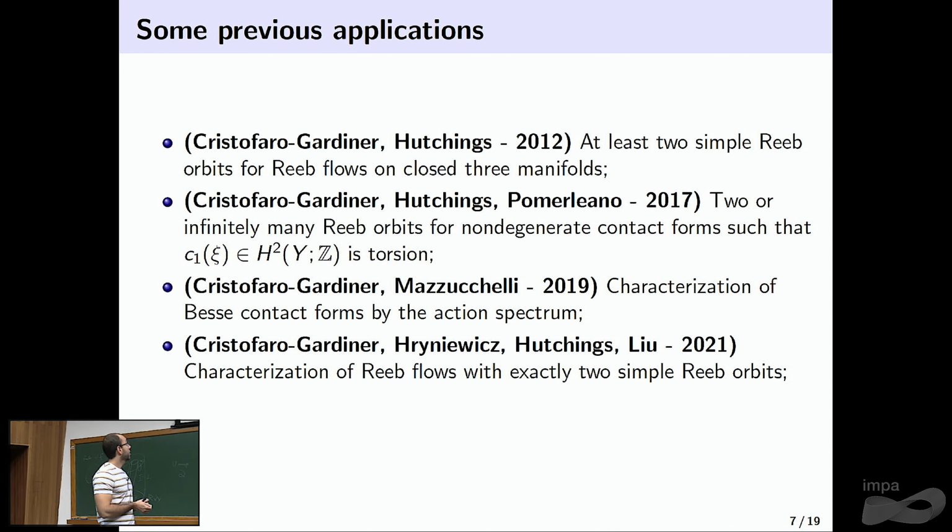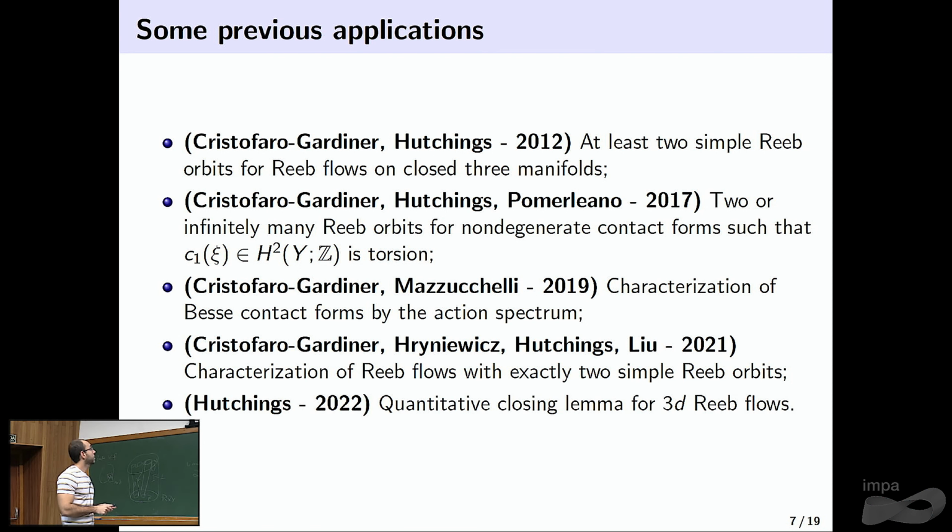And then Cristofaro-Gardiner, Hryniewicz, Hutchings, and Liu use, again, this property to describe the following. If you have a manifold and a Reeb flow with exactly two Reeb orbits, you can use the volume property to conclude how the orbits rotate the contact structure, and in fact, this needs to rotate in an irrational way. So the orbits are elliptic, and you can understand the flow almost completely. I can't say completely, maybe.